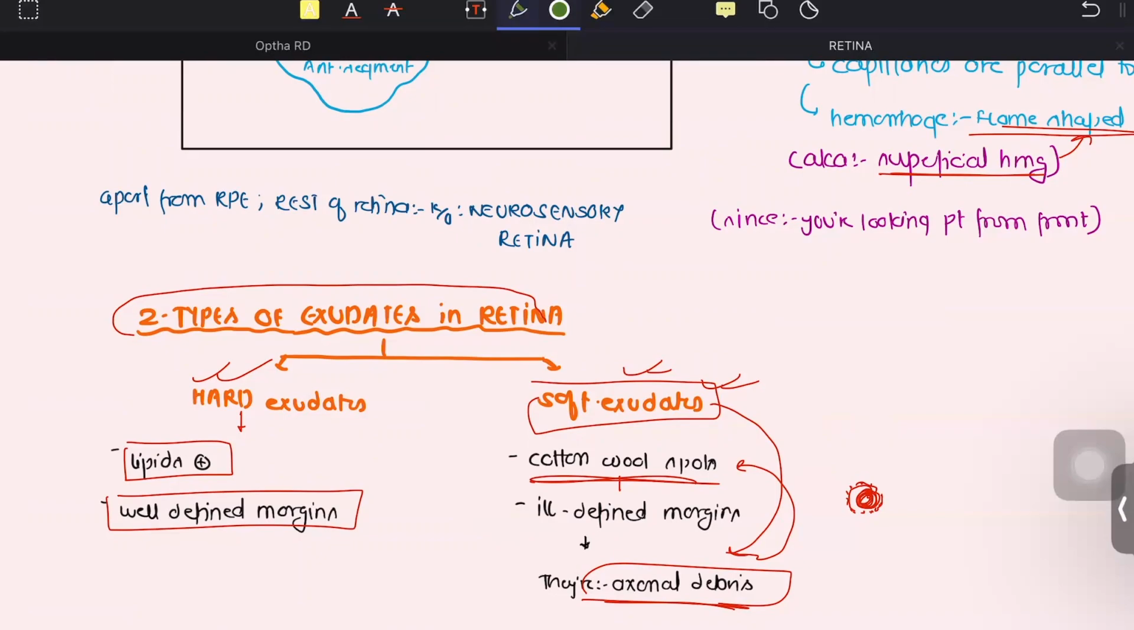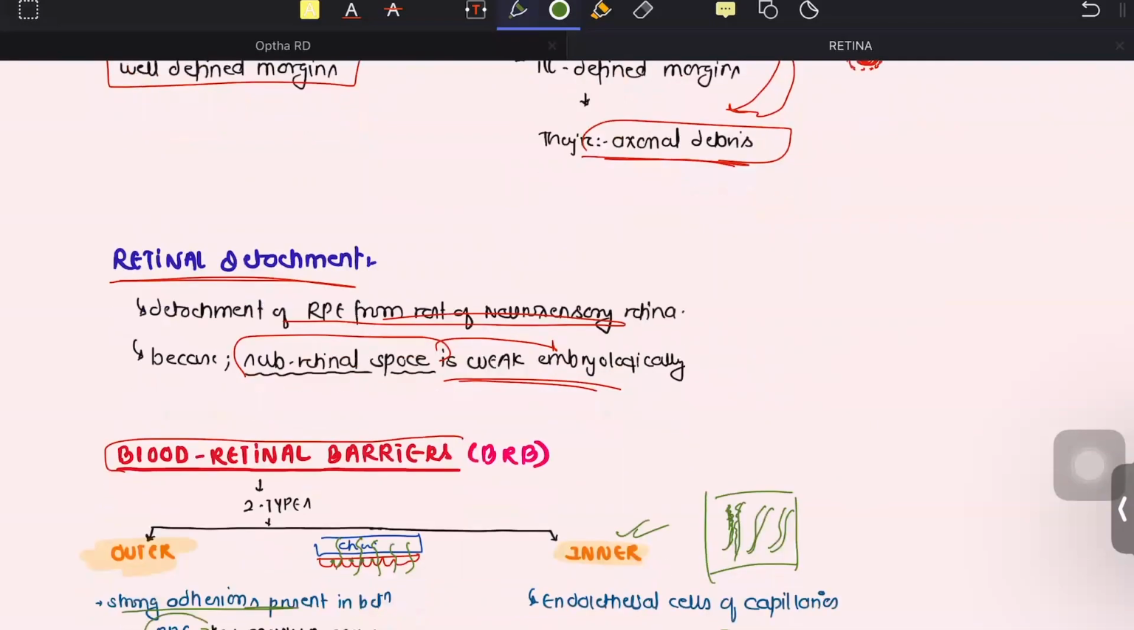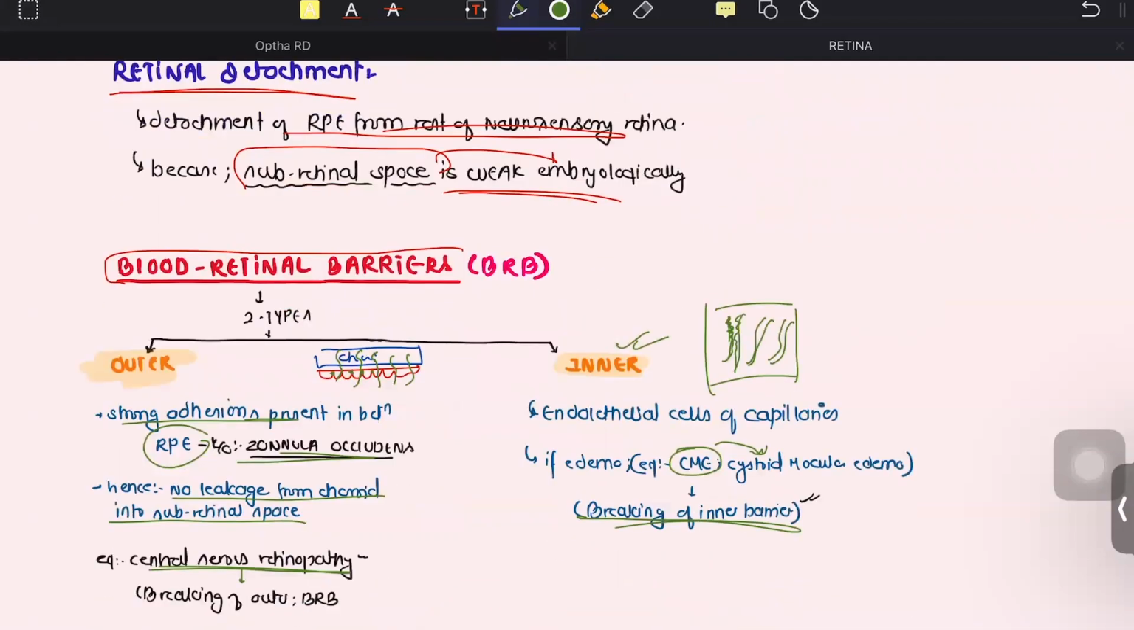Then we also talked about the different layers of the retina, and we said that there is something called the subretinal space, which is embryologically weak, that separates the neurosensory retina from the retinal pigment epithelium. If retinal detachment happens, it will happen through this plane only. We also talked about retinal detachment for some time, and then we focused on the blood retinal barrier, where I discussed the outer as well as inner blood retinal barrier. The outer blood retinal barrier is present between the retinal pigment epithelial cells. There is particularly zona occludens present between them, so it prevents the leakage of serous fluid from the choroid into the subretinal space.